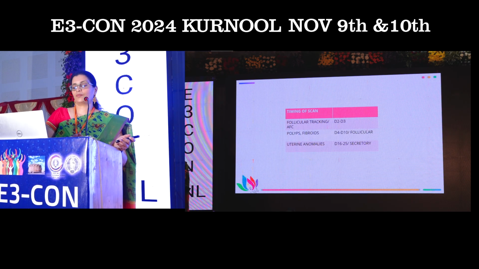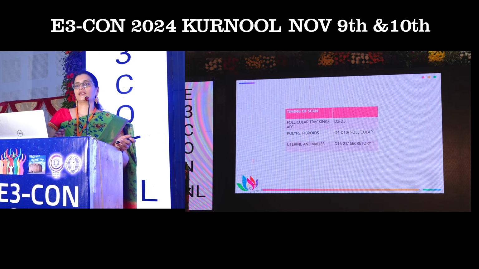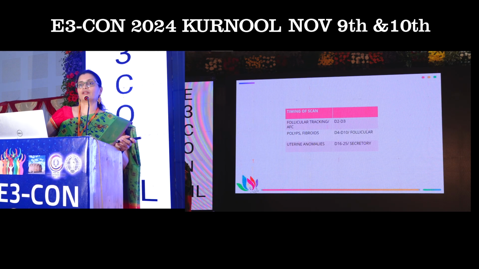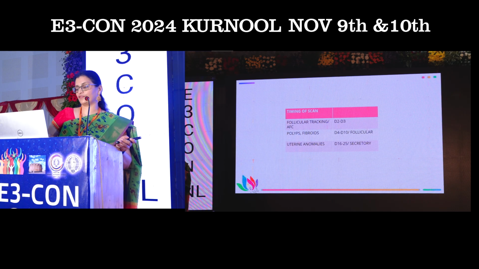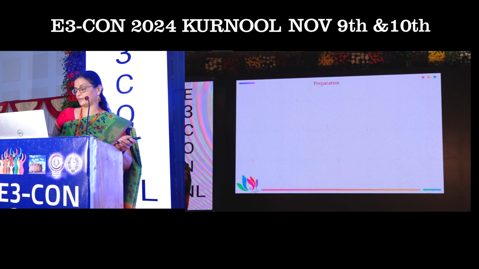Whenever we are suspecting a polyp or a fibroid polyp, there is something in the endometrial cavity, it is best to examine in the follicular phase or just after the menstrual phase is over, wherein the endometrium is thin and it is easy to delineate a fibroid polyp or an endometrial polyp. For uterine anomalies, we need the contrast between the echogenic endometrium and the hypoechoic myometrium to be maximum. So whenever we are suspecting uterine anomalies, it is best to plan it in the second half of the cycle for getting the maximum contrast.